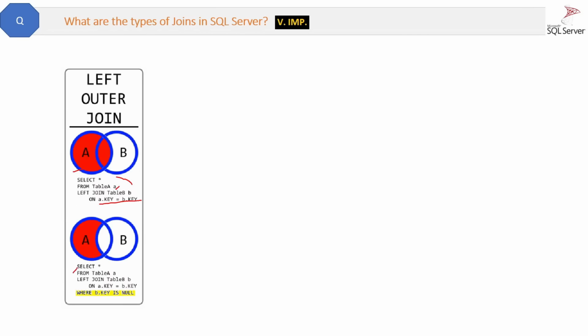Second is also the same, but where B dot key is null. So we have removed the values which are not common. So only exclusive A is present in this left outer join.